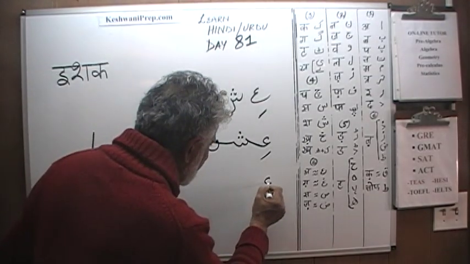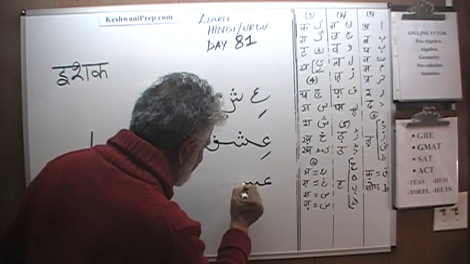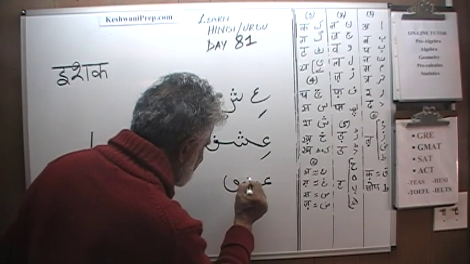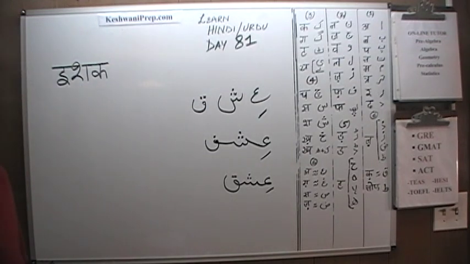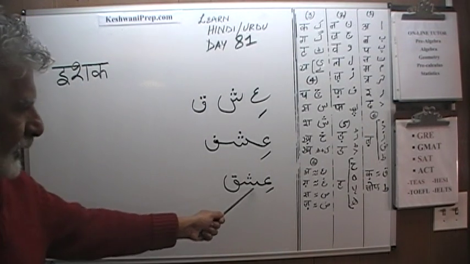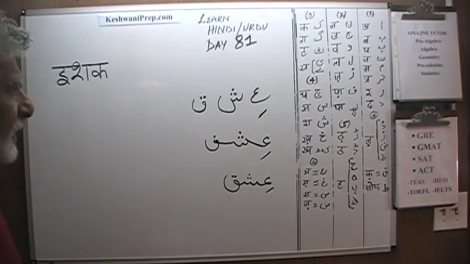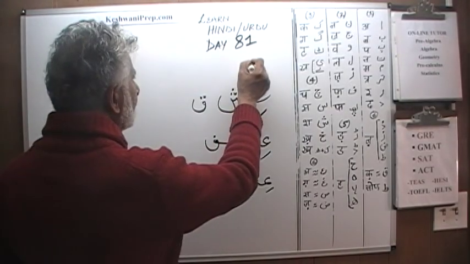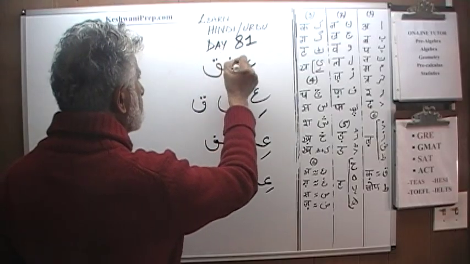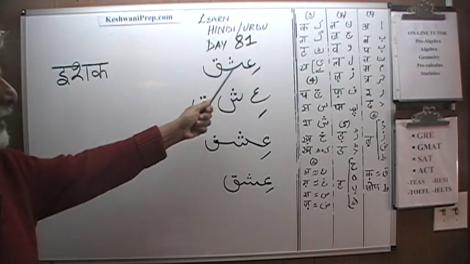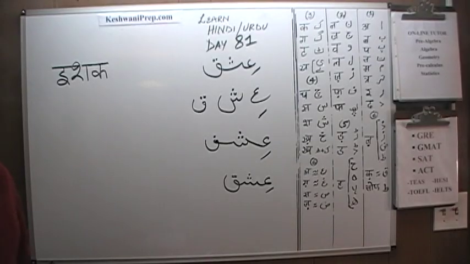Let me rewrite it like this. Make two loops for sure, and then one more loop to join the ka. And this is fine. That's perfectly fine, perfectly legible, perfectly acceptable. However, most people will not take the time to make two loops and then one more loop to join the ka. Most people will write ishq like this. They will make one long loop. That's it. Ishq.